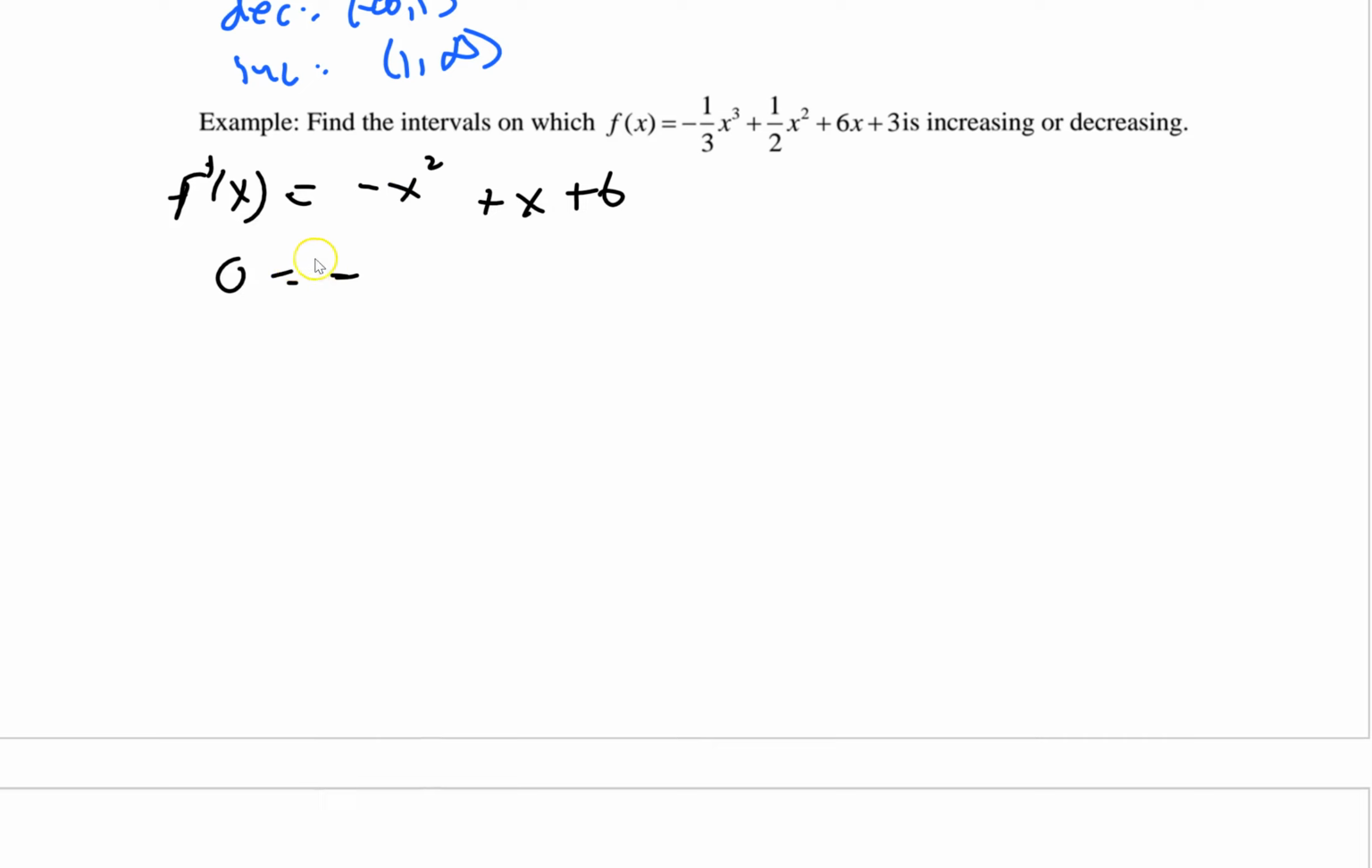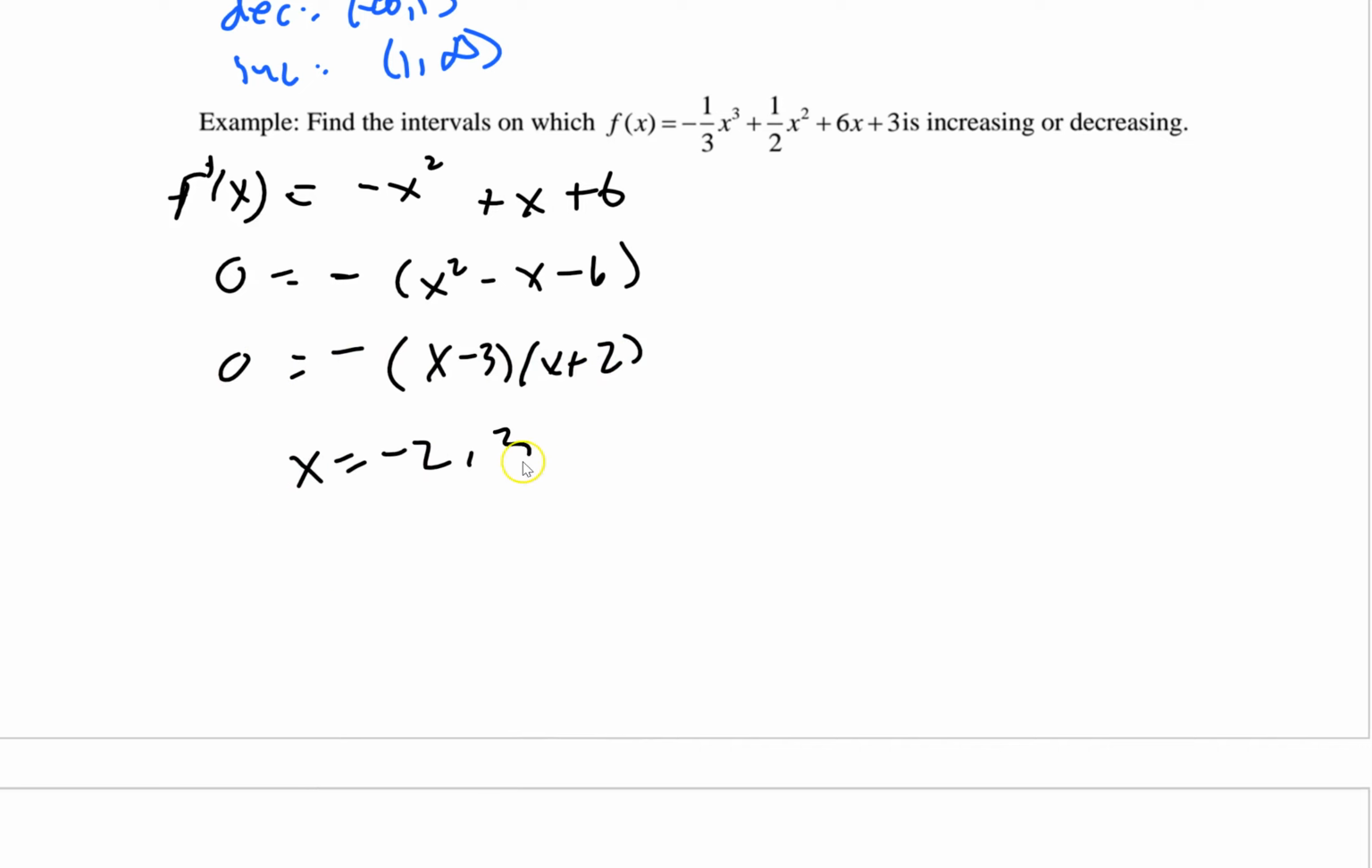I can't just move stuff over because we're talking about a function. We're actually talking about 0. It just helps us visualize it. So I'm actually just going to factor out that negative because I hate factoring with a negative in front. So I get something like this. Again, I can't just divide by the negative because it's really just a function, so it's not an equation yet. And then from here I can factor it. That's x minus 3, x plus 2. So my x-intercepts would be negative 2 and 3. Those are my critical points.